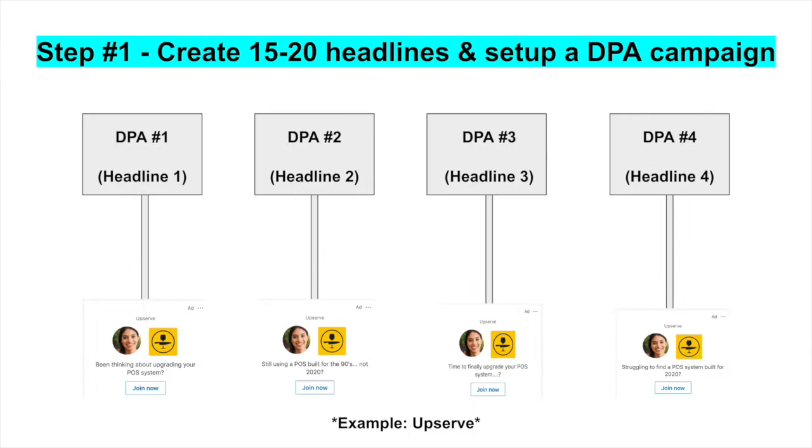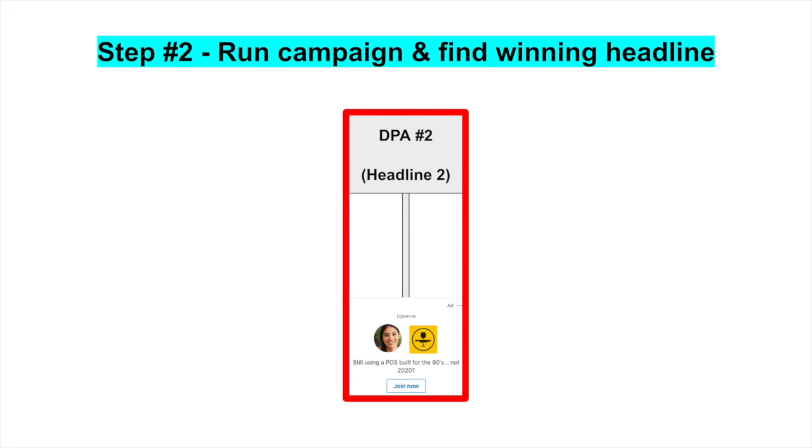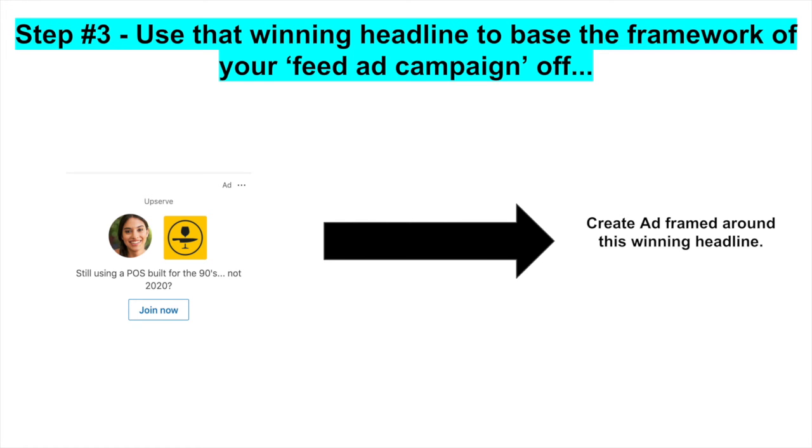Okay, now like I said, you've run the campaign for 3-4 weeks and found the winning headline. Then step 3 is to use that winning headline to base the framework of your feed ad campaign off. What I mean by that is, going back to that example, maybe we identify that restaurant owners are using really outdated software and they want new software. That's the problem, and we figure out that it's getting 20 times more clicks than all the other headlines.